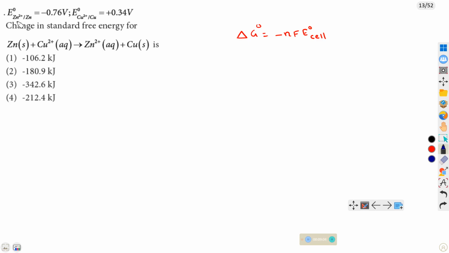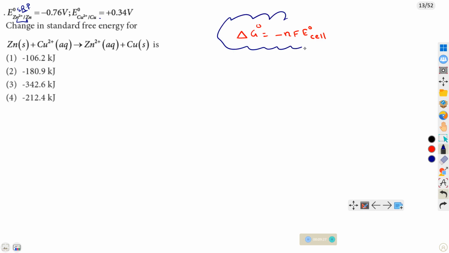E naught Zn2+ by Zn: Zn2+ is converted to zinc. This is a reduction process, so standard reduction potential. Cu2+ is converted to Cu. This is also reduction. The change in standard free energy for the given E naught value: calculate the Gibbs free energy value.